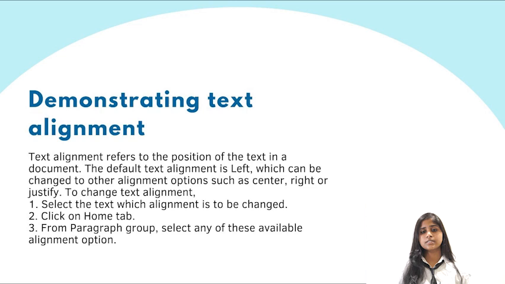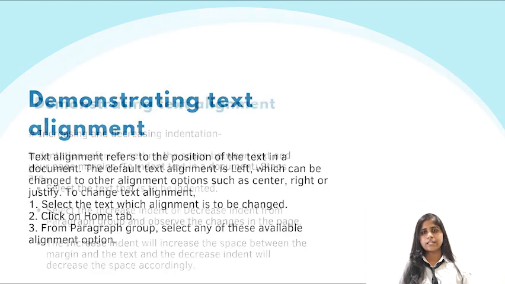For doing this, we have to follow some steps. First step is to select the text whose alignment is to be changed. Secondly, click on the Home tab. Third, select any of the available alignment options from the Paragraph group. So you have to refer to the textbook.